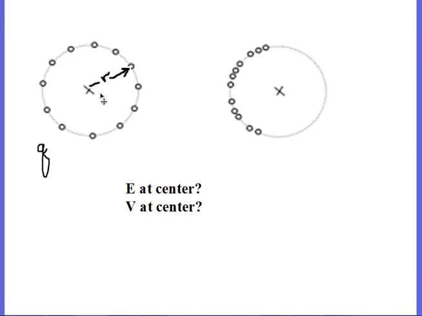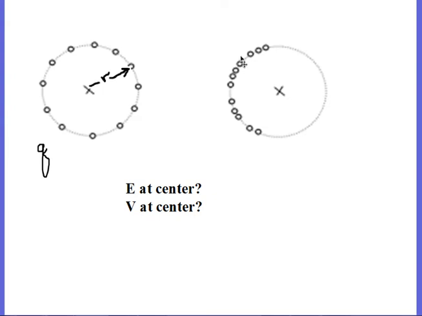So tell me, for this distribution, what is true about the field at the center? What value does it have in terms of q and r at the center of that circle? Put that on your worksheet. And also, what is the potential at the center if you have 12 charges q, all at distance r from this point? What is the potential at the center? Put that on your worksheet.